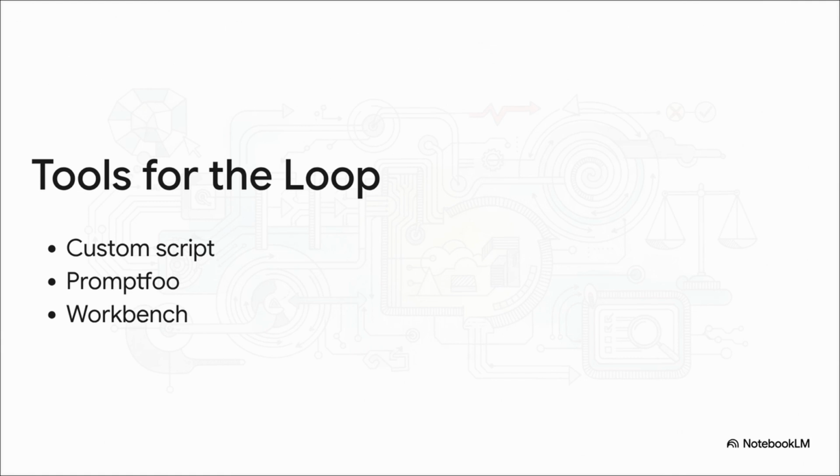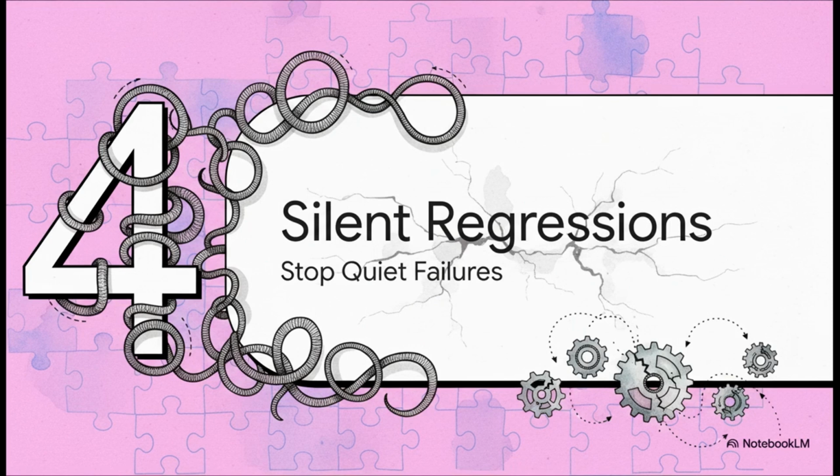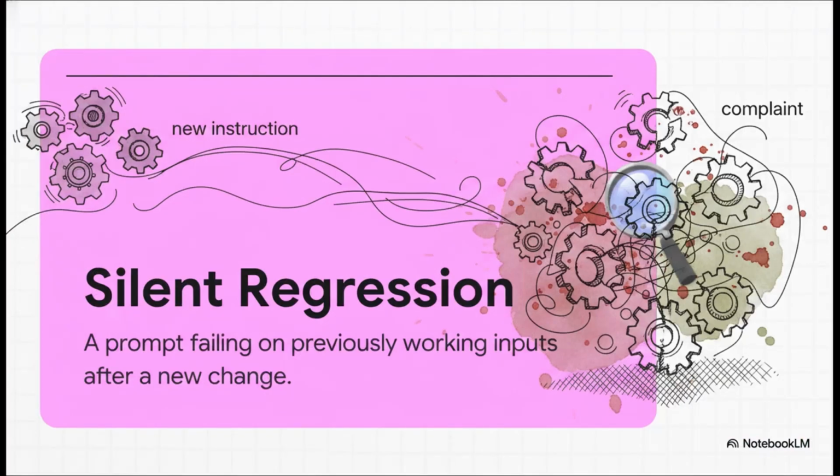Okay, moving on to section 4. Stopping silent regressions, which is really about stopping quiet failures. This right here is the thing that makes prompt work genuinely risky: silent regressions. It happens like this. You add a new instruction to handle one weird edge case, right? And everything looks fine. But then, 2 months later, your prompt just starts failing on inputs that used to work perfectly. And the worst part is, you usually find out from an angry user complaint, not from your own internal testing.